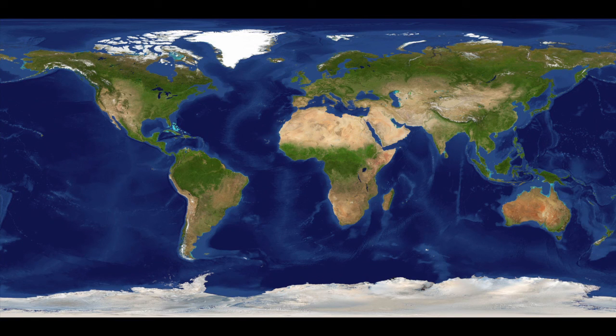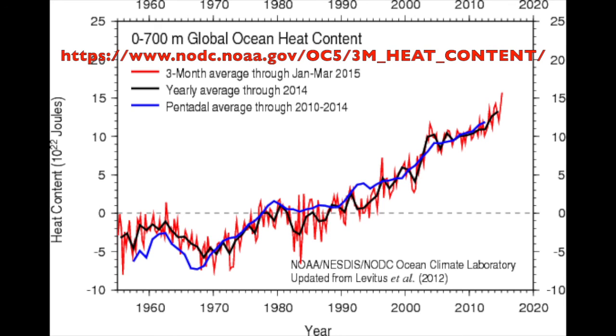So if we take a look at the globe, you'll realize that all this blue that we have there is water, and it covers about 70% of the Earth's surface. So we have to take into account what the oceans are actually doing here. So why do we see this pause in the air temperature increase? Well, the temperature went into the water.